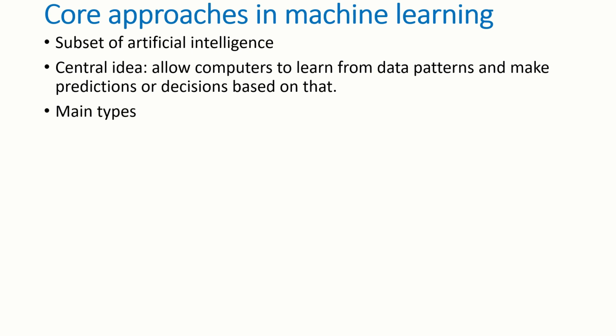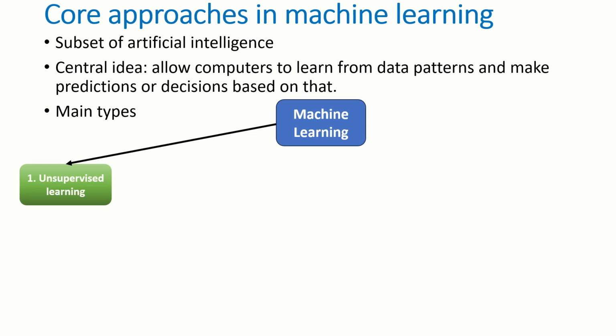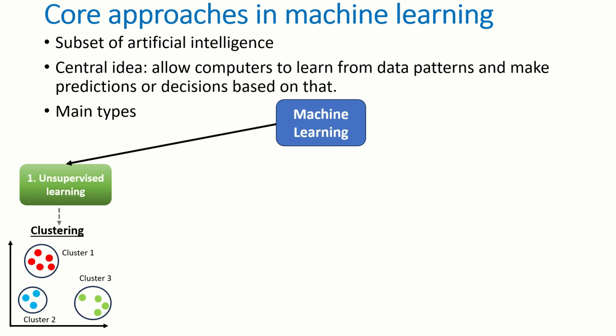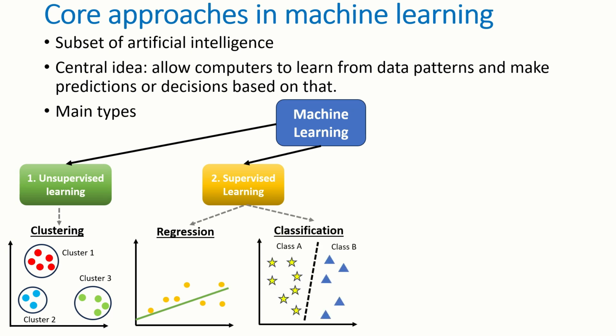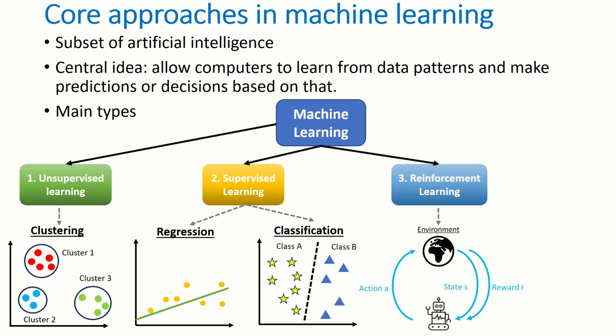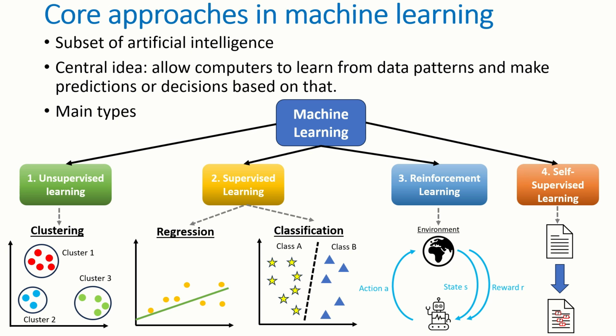So machine learning approaches are commonly grouped into 4 categories. So the first one is unsupervised learning, which is mainly about clustering data points. Then in supervised learning, we talk about regression analysis and classification problems. In reinforcement learning, an agent learns by interacting with the environment and getting a reward. And in self-supervised learning, the machine learning models generate their own labels by using raw data.